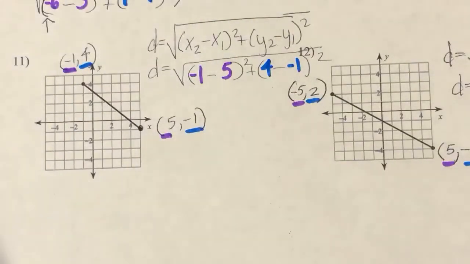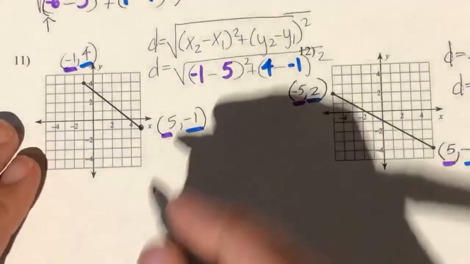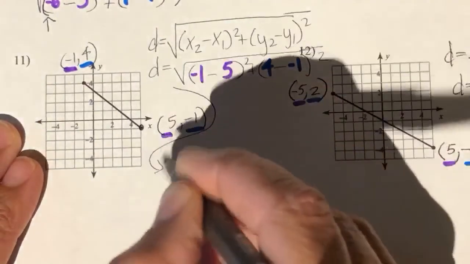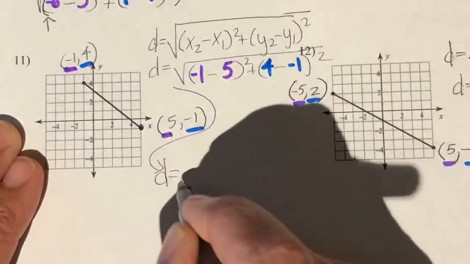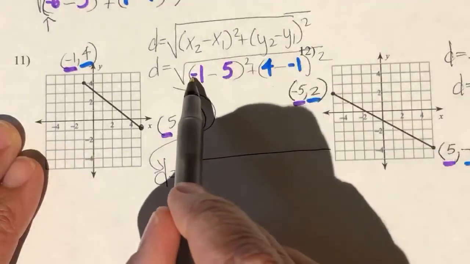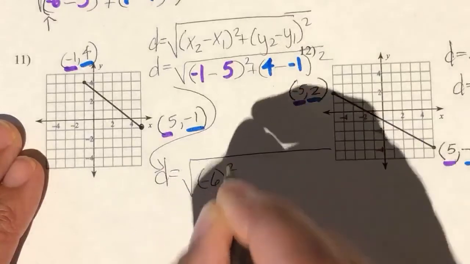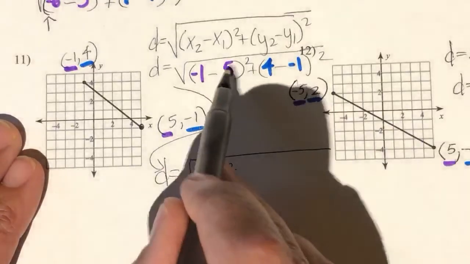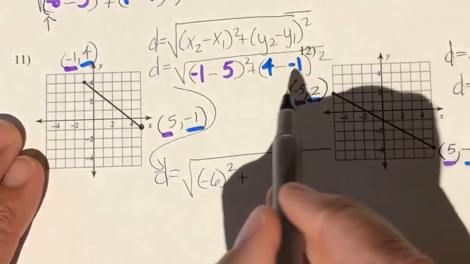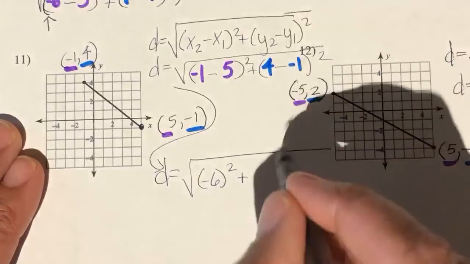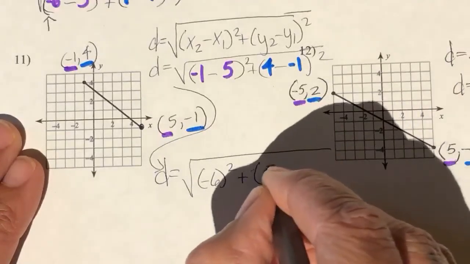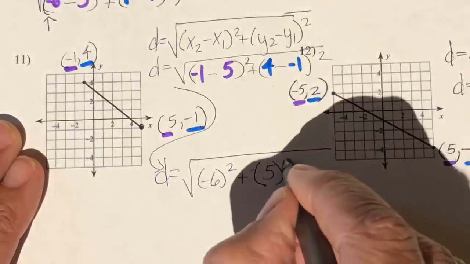And then from here, you can go to the calculator. I'm going to actually extend it a little bit and work it out the long way. So -1 minus 5 is -6. And remember to keep the parentheses, -6 squared. Plus 4 minus -1, which is 5 squared.